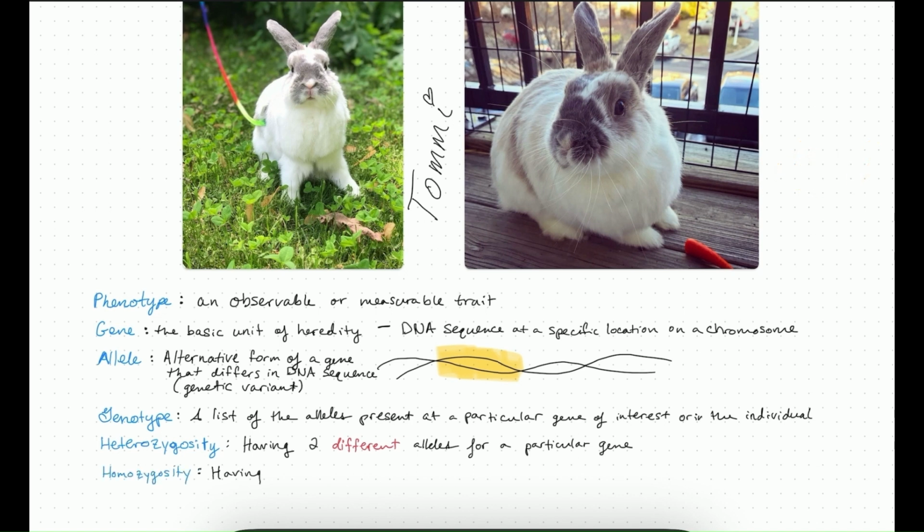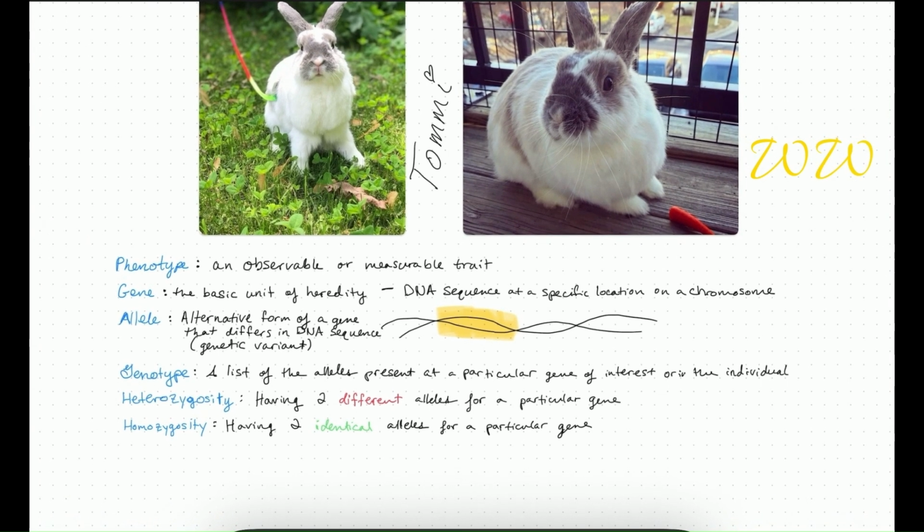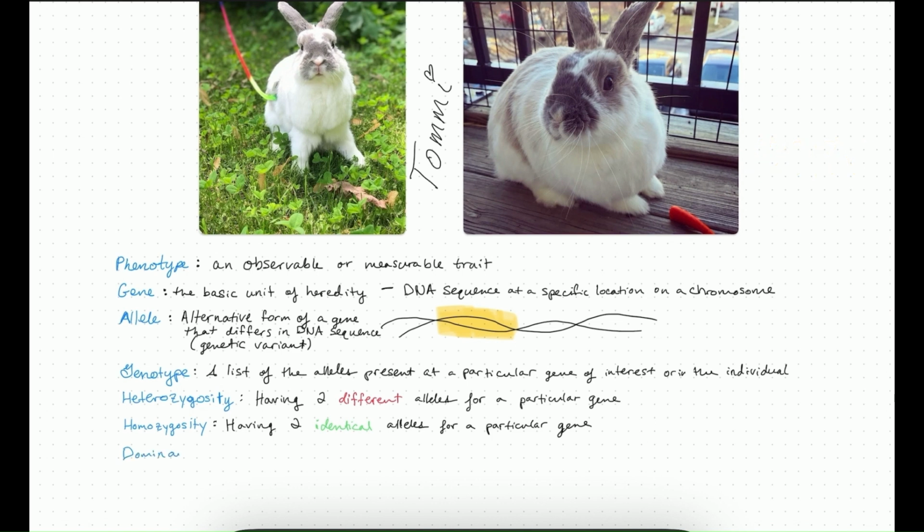Homozygosity refers to having 2 identical alleles for a particular gene. So if we're looking at Tommy's white fur coat, we could say if the reason she has white fur is because she has 2 alleles that both code for white fur, then she would be homozygous for that trait. Next, we have dominance, the expression of alleles of a single heterozygous gene where one allele has more effect on the phenotype than the other is dominance.